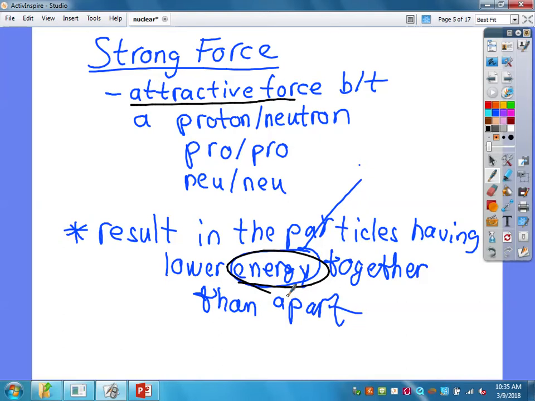So again, it takes us back to chemistry. Chemistry is all about finding the lowest energy possible. And it turns out that this situation, the protons and neutrons being close together, is more energy beneficial. And that's why it's so difficult to break them apart. That energy is going to be released.